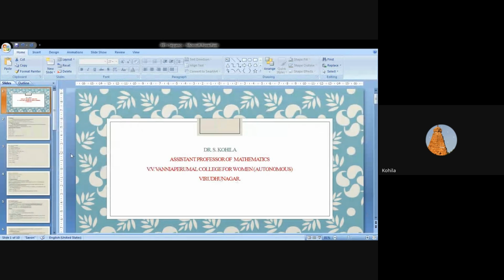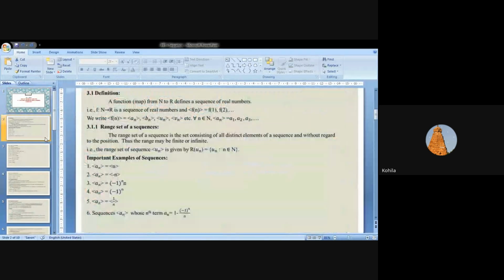In this session, I am going to take a topic on sequences and series. First of all, we will see the basic definition of sequences. This is the main definition of a sequence: a function, another name for which is mapping, from the set of natural numbers to the real numbers defines a sequence of real numbers. It can be denoted as f from N to R is a sequence of real numbers.